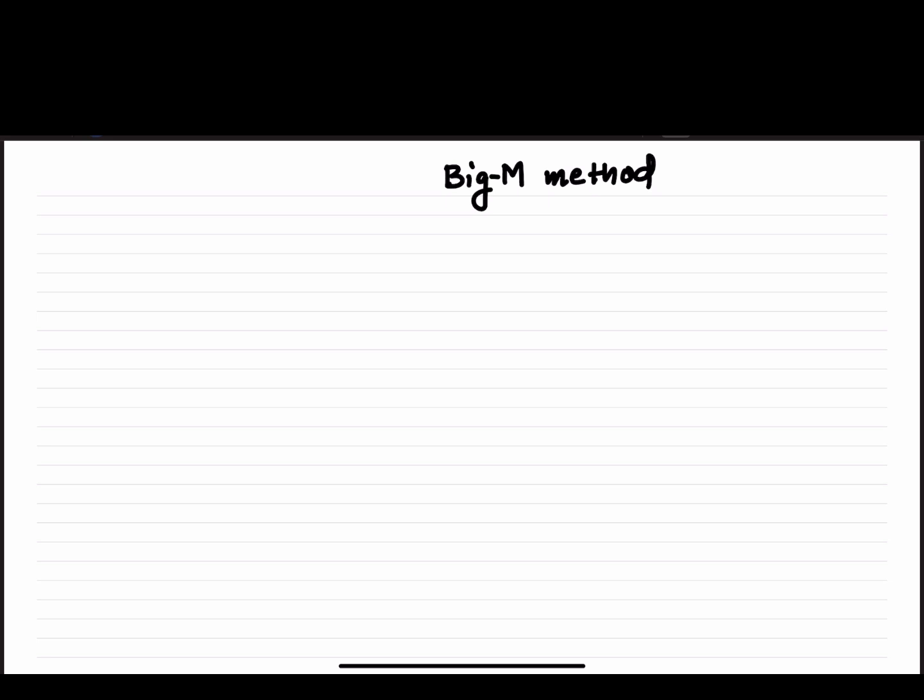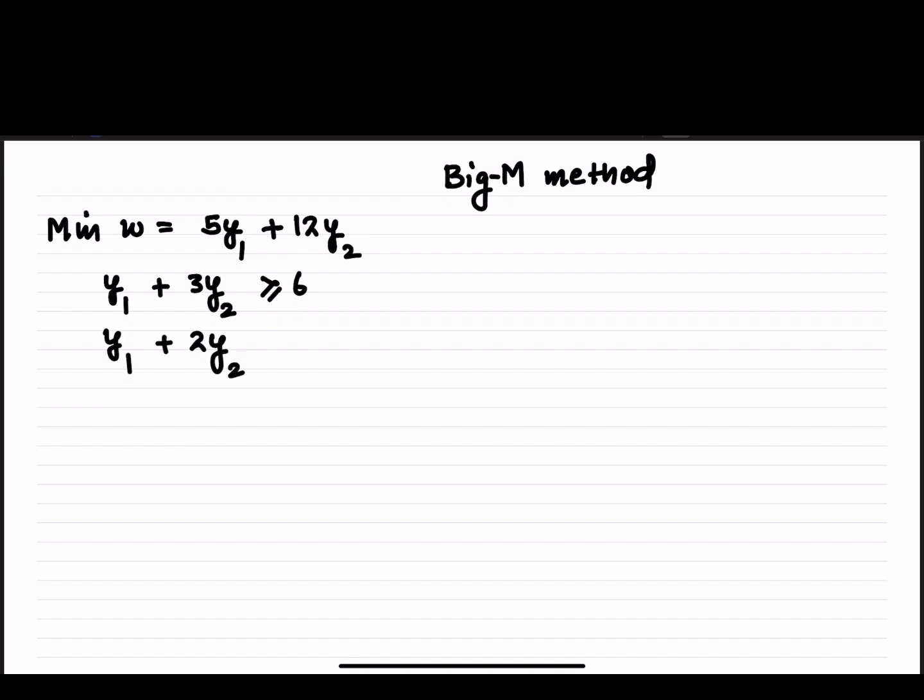So in this lecture, we'll solve the LPP using the big M method. Let's say the LPP is minimize W equals 5y1 plus 12y2. The constraints are y1 plus 3y2 is greater than or equal to 6, and y1 plus 2y2 is greater than or equal to 5. The variables yi's are non-negative.